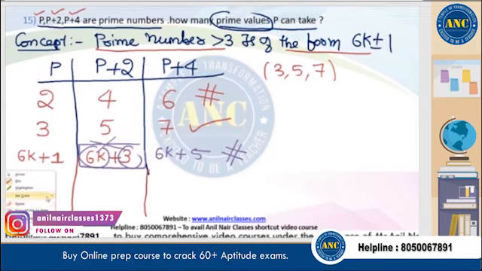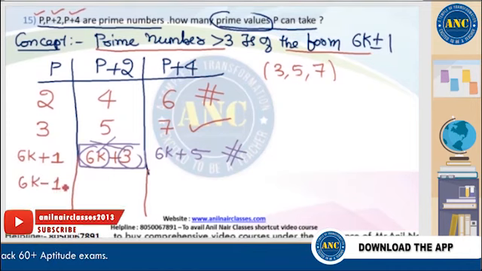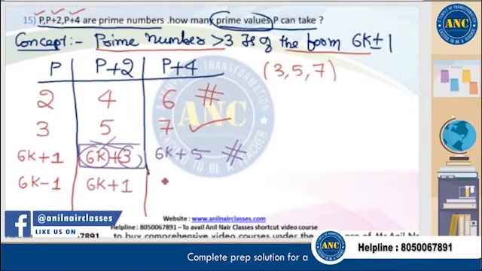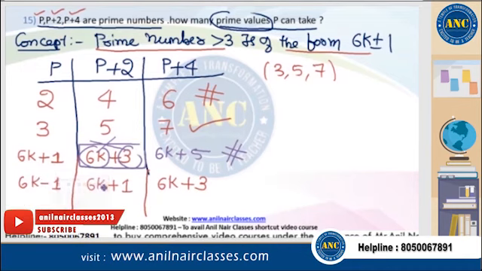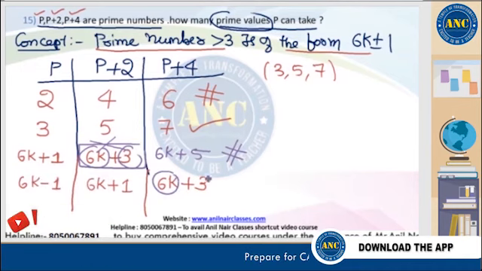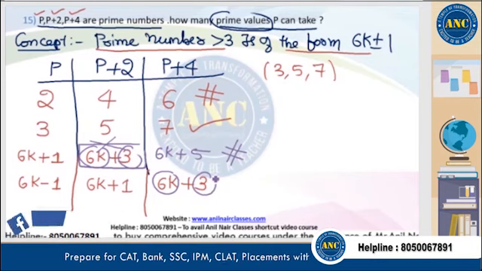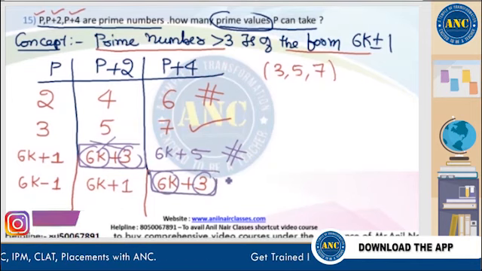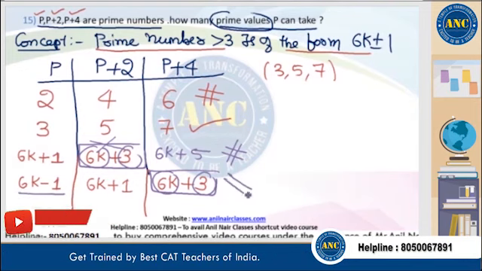Suppose I take 6k minus 1. 6k minus 1 plus 2 is 6k plus 1. 6k minus 1 plus 4 is 6k plus 3. Again we are getting 6k plus 3, which is divisible by 3. That means P plus 4 becomes divisible by 3 if P is of the form 6k minus 1. So this is also not possible.